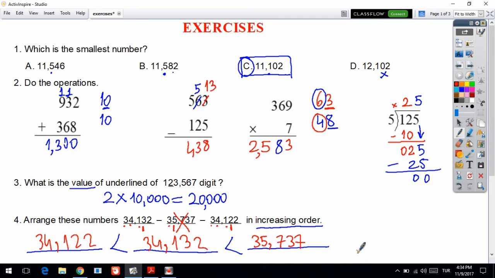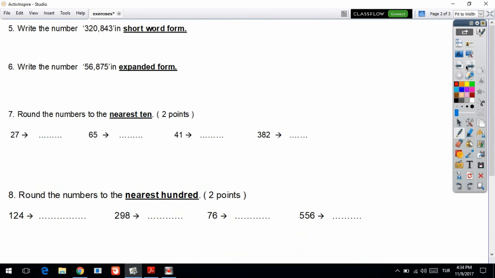Now let's see the next page. Next page is about the short word form. The first question of the next page is the 5th question. As you remember, in short word form you write the name of the groups in words, then the other digits by the digits, right? 320. So if there is a comma, you write thousand and the comma. Then what number is left to write? 843.